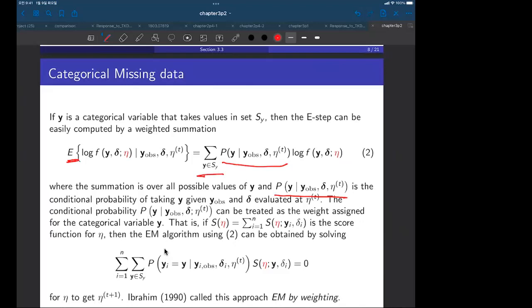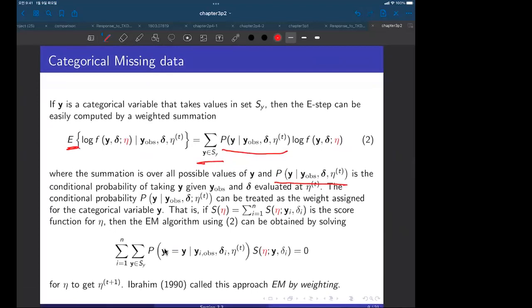So you can use this point mass as a kind of weight. The bottom line is that in categorical data, each step is simplified as a weighted average. It is a weighted average of the original quantity that you want to maximize, but the weight changes over EM iterations, because it depends on eta t. So the problem simplifies. If you're writing programming code, all you have to do is evaluate the functional form of the conditional probability as a function of the parameter, and then you just update it. You call it a program.